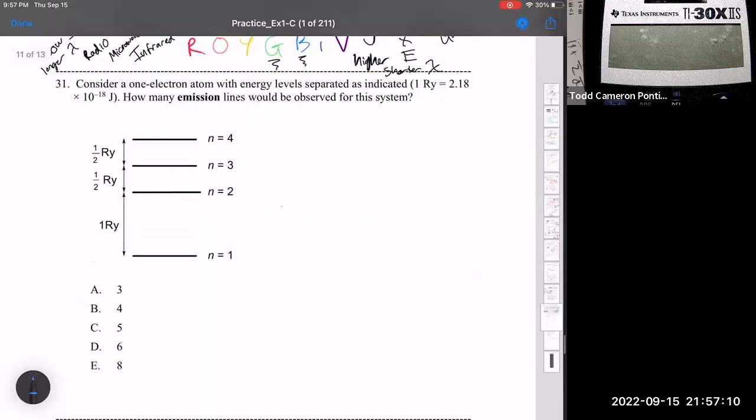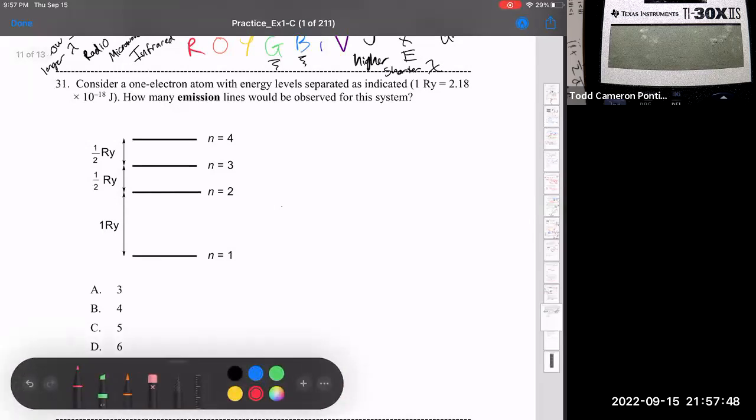31. This is a problem that oftentimes causes a lot of consternation in the homework. We've got this made-up system of different energy levels, and the question is how many emission lines would be observed for the system? Emission means we're going from higher energy to lower energy, first of all. And any given energy corresponds to an emission.